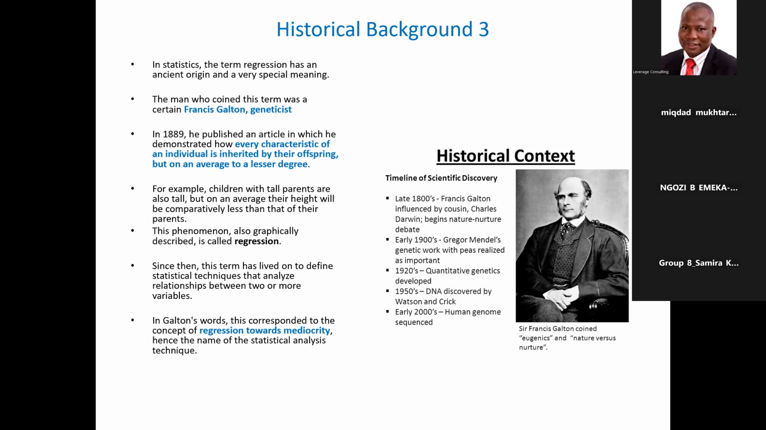Timeline of scientific discovery. In the late 18th, Francis Galton, influenced by his cousin Charles Darwin. So he was cousin to Charles Darwin. So Galton begins the nature-nurture debate. Early 19th, Gregor Mendel, genetics work, later realized as important. 1920s, quantitative genetics developed. 1950s, DNA discovered by Watson and Crick. Early 2000s, human genome sequenced. Sir Francis Galton coined eugenics and nature versus nurture.